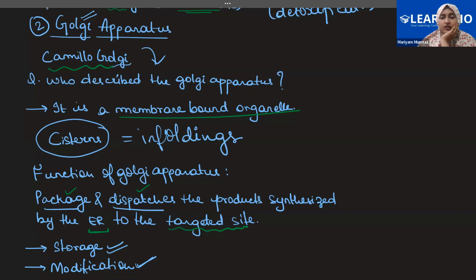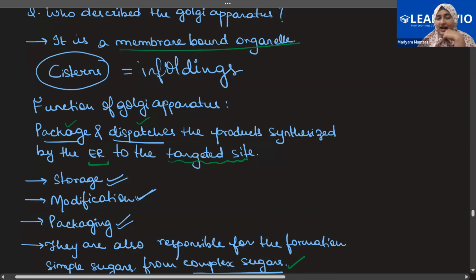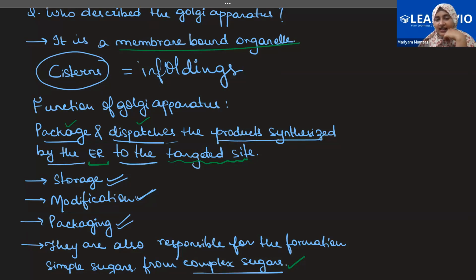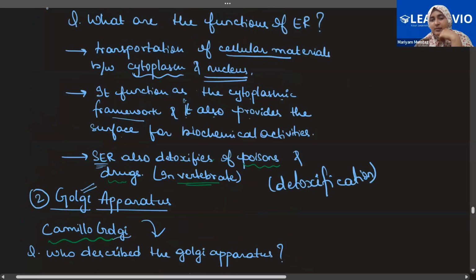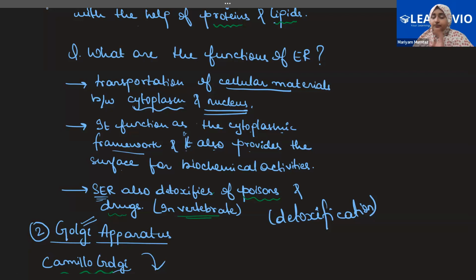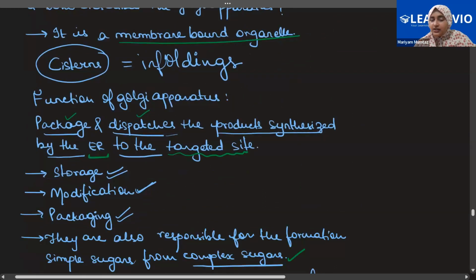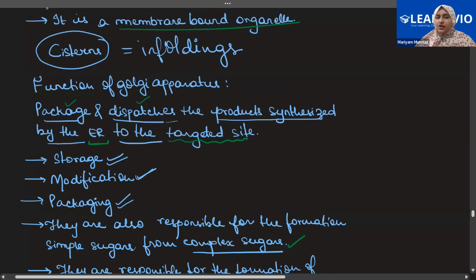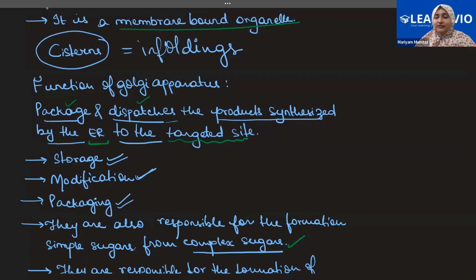Talking about the functions of the Golgi apparatus, it packages and dispatches the product synthesized by the endoplasmic reticulum to the targeted site. When we were discussing the function of ER, we saw that it transports the stuff that is needed. This stuff, synthesized by the endoplasmic reticulum, gets packaged and dispatched by the Golgi apparatus. So imagine the Golgi apparatus like FedEx. It does that work only. It packages, puts it in a proper nice packaging, and then dispatches it to wherever it is required.